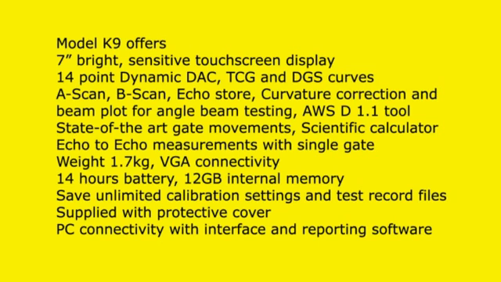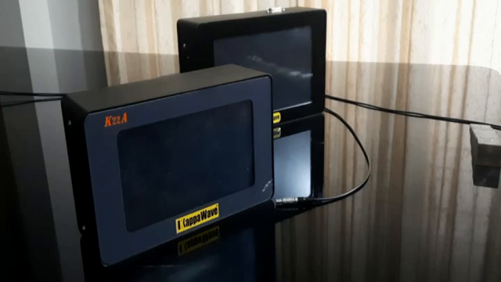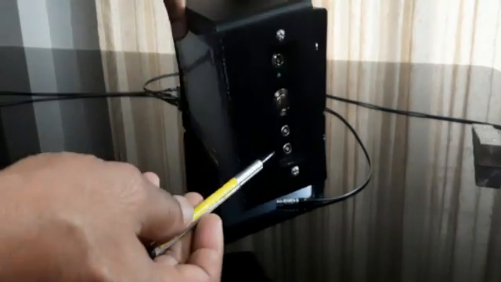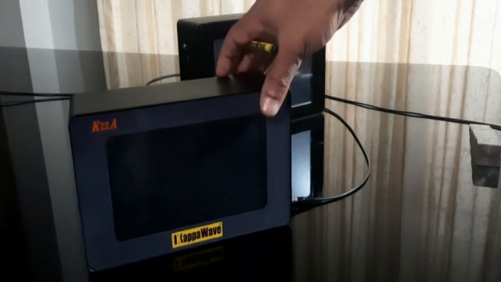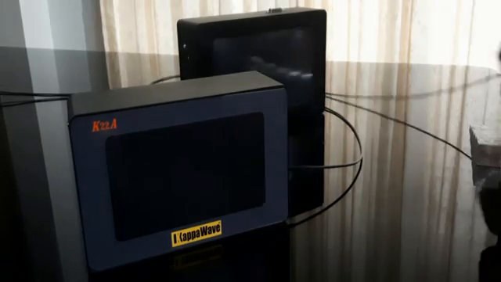This is K9. It's supplied with 18 to 20 hours of battery, 16 to 32 GB internal memory, and with a host of features. It offers curvature correction, DAC, TCG, DGS, echo store, scientific calculator, B-scan, and a lot of other features. The weight is about 1.7 kilograms. This has PC and VGA connectivity.